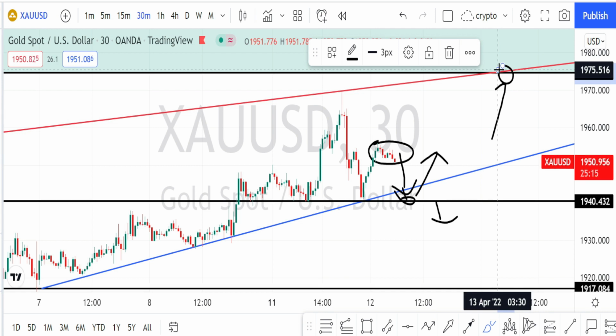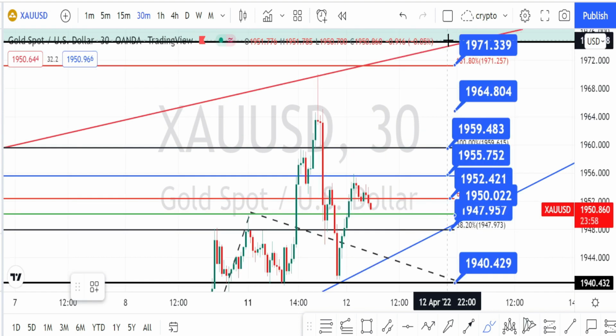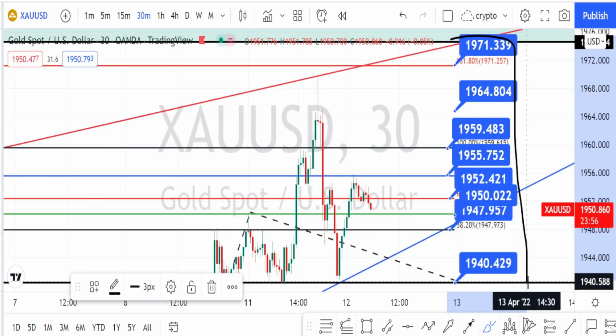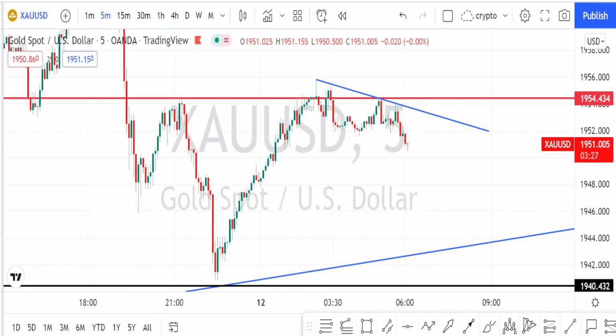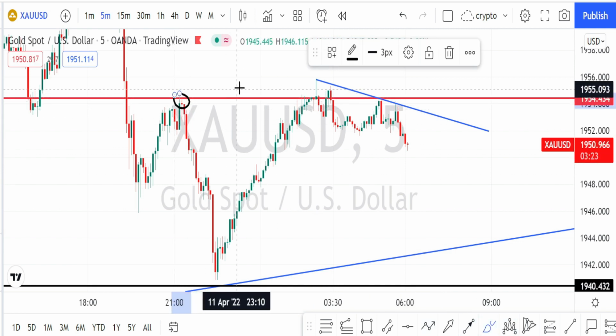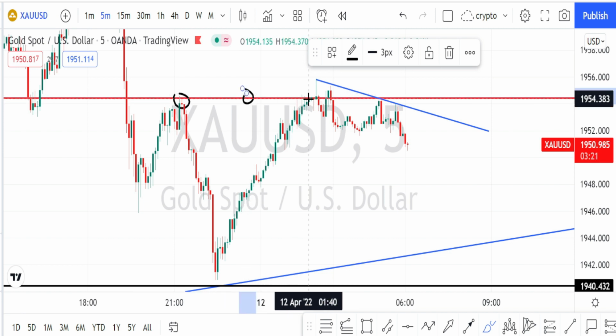Let us mark the support and resistance levels for 30 minutes time frame. So these are all the resistance and support levels for 30 minutes time frame. Let us do the analysis in 5 minutes time frame. I am in 5 minutes time frame now. Here again I have drawn one more resistance line over here. This level has been acting as a very strong resistance for 5 minutes time frame, which is around 1954.